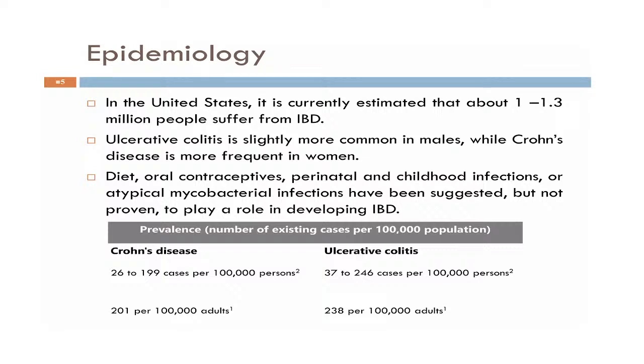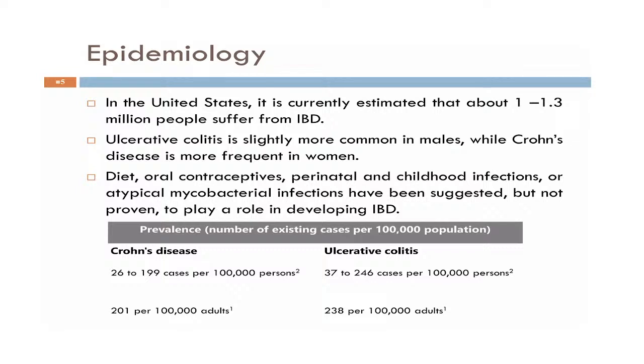Which race? Ashkenazi Jews. Basically, they were the Jews of North European descent, and they have some genes which play a role in the development of IBD. It is currently estimated in the US that about 1 to 1.3 million people suffer from IBD.